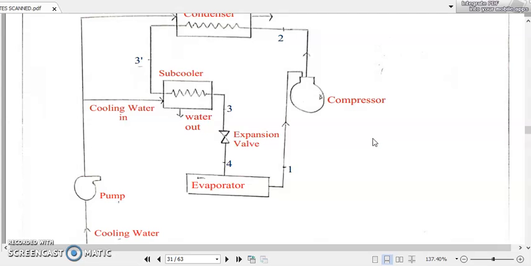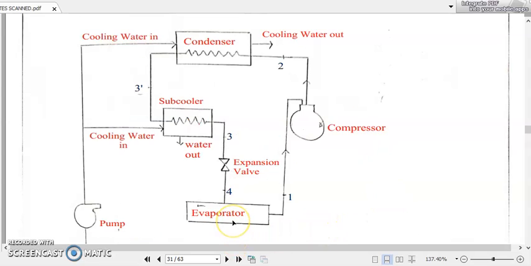So here this is our VCRS or vapor compression refrigeration system. We have the evaporator 4 to 1. A constant pressure heat absorption will be taking place by the refrigerant. The refrigerant will be absorbing heat from this evaporator and getting vaporized, and this vapor form of the refrigerant will be admitted to the inside of the compressor, where the compressor will be compressing the working fluid, that is our refrigerant, in an isentropic compression process.